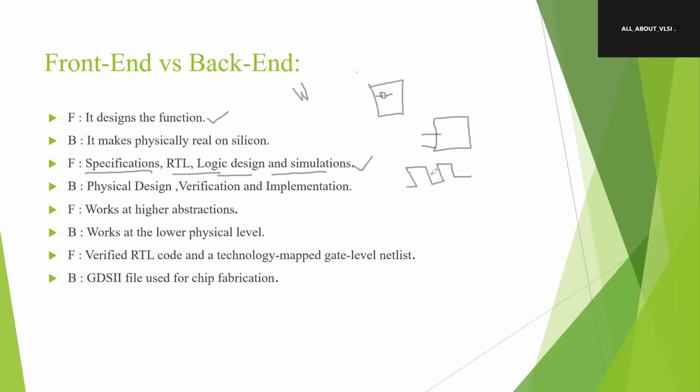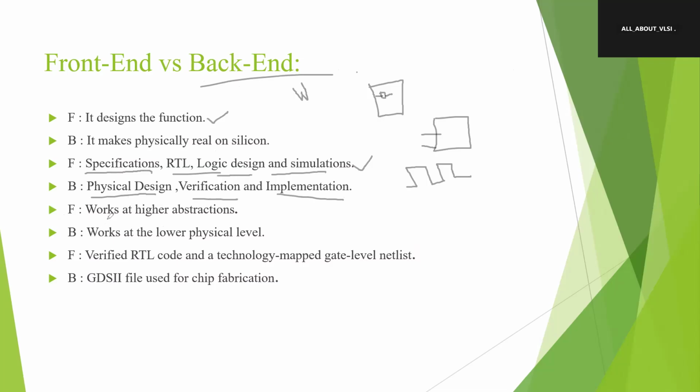After that, we give that complete thing to the backend people. Here the main physical design flow starts, after the simulations of the logic design. So the backend people's work starts from physical design. In physical design, they start from floor plan, how they place the blocks and all, and verification and implementation. All this work is done by backend people. Okay.